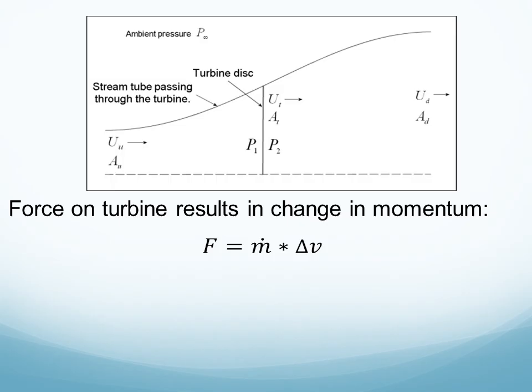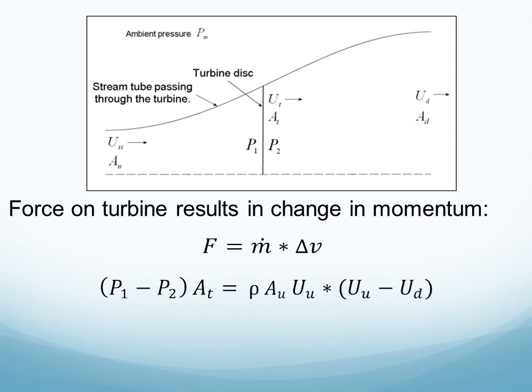We know mass flow rate is in units of kilograms per second, and velocity is in units of meters per second, and so the resulting product is a kilogram times a meter per second squared, which is a newton. Now we can relate this force on the turbine in terms of the variables defined. We can say that a force is equal to a pressure times an area, and in this case, a change in pressure across the disk, P1 minus P2, times the area of the disk, A_T.